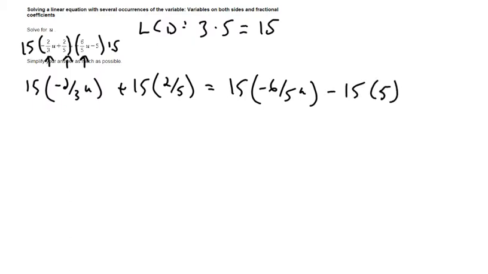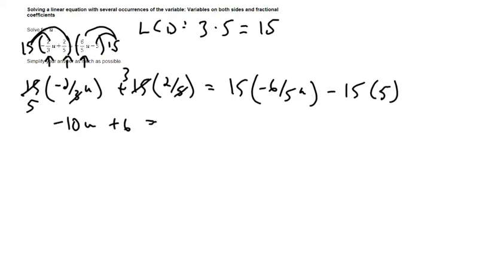I distributed the 15 through, 15 times this, 15 times this. Now, you'll notice because 15 is a common denominator that the denominator in each expression is going to be able to cancel out with a 15. So this 3 and 15 cancel out. I get a 5. 5 times negative 2u is going to give me negative 10u. This 5 will cancel out with the 15, give me a 3. 3 times 2 is 6.